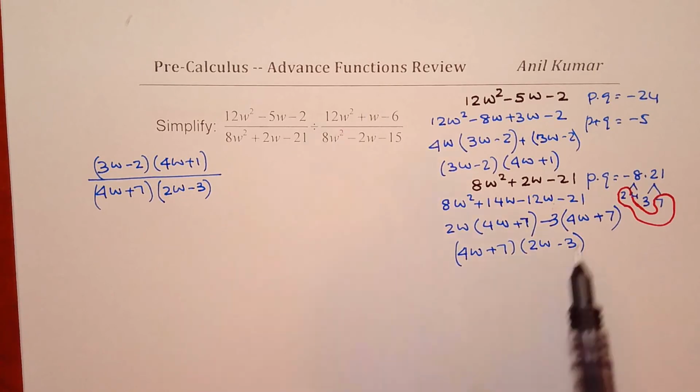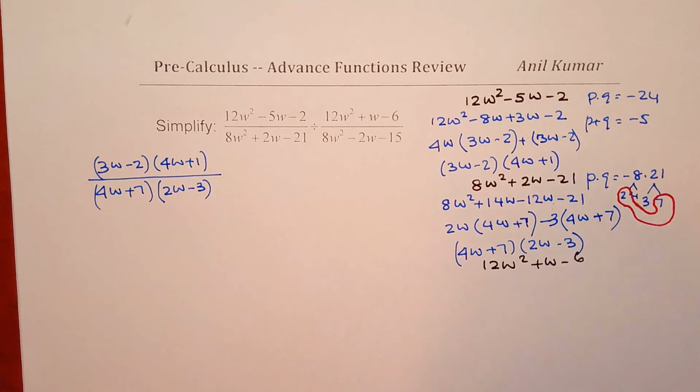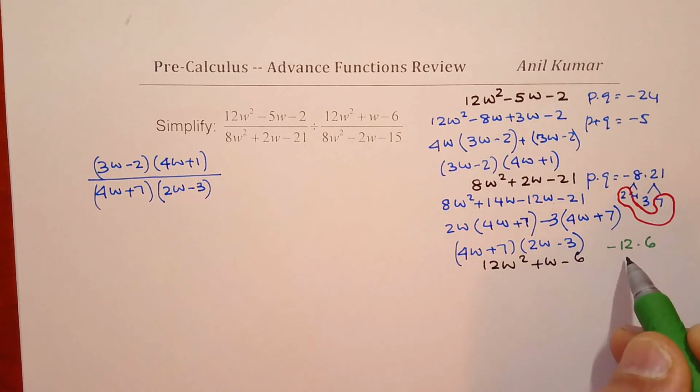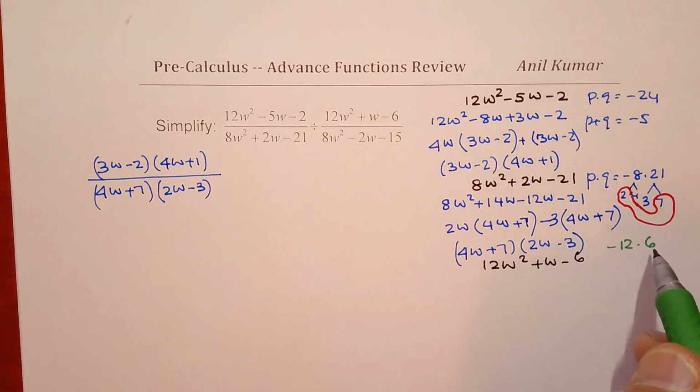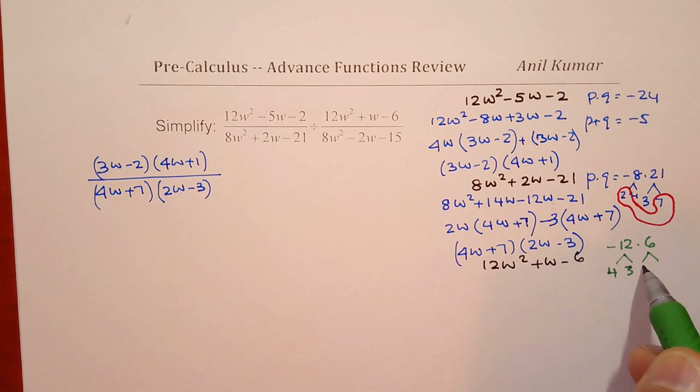Now let's take up the next term, which is 12w square plus w minus 6. Now you are looking for a product of 12 times 6 with a negative sign, so negative 72, and the sum should be 1. That means these two numbers should be very close. So what we can do is further look into these factors. For 12 we get factors like 4 and 3, and for 6 we get factors 2 and 3.